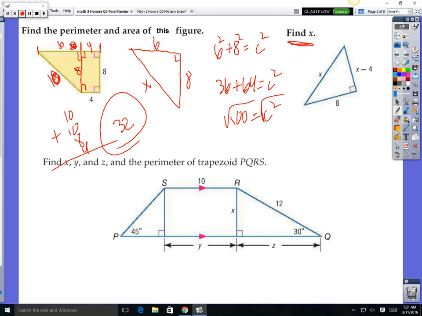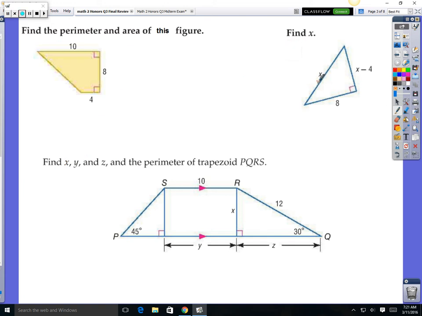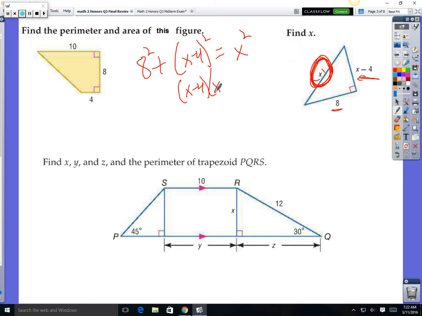Okay, this one's awesome. Pythagorean Theorem. But there's variables instead of just numbers, so it's going to be algebraic instead of arithmetic. Okay, so let's do the same way. This is my c, this is my hypotenuse, so I'm going to do the little guy squared, add the little guy squared, equals the big one squared. Okay, now x minus 4 squared is x minus 4 times x minus 4. So we got 8 squared plus x minus 4 times x minus 4 equals x squared.